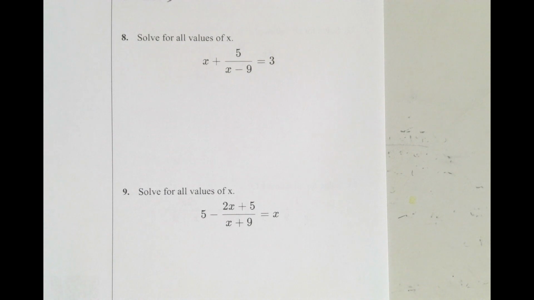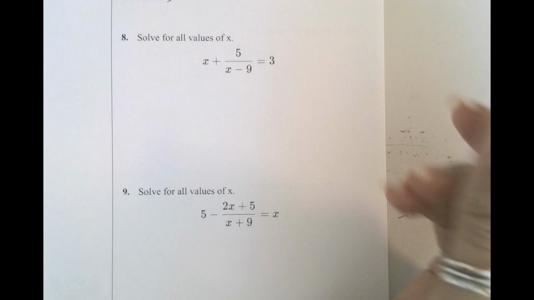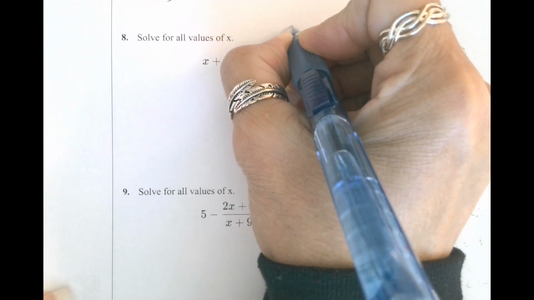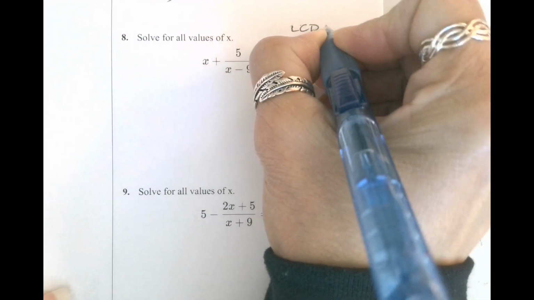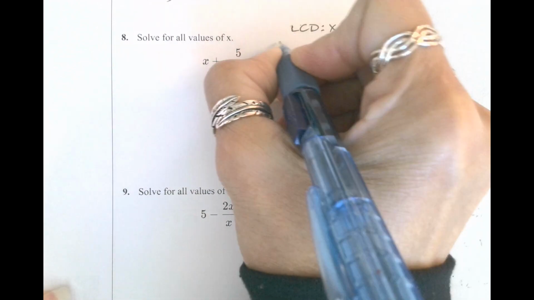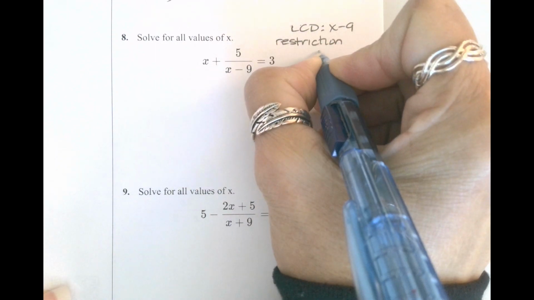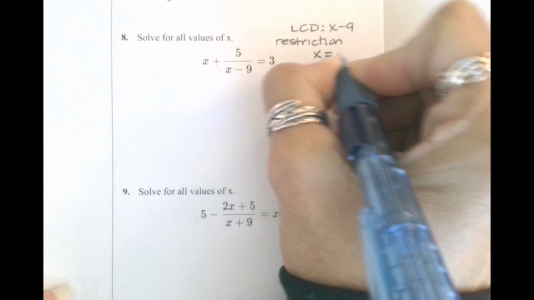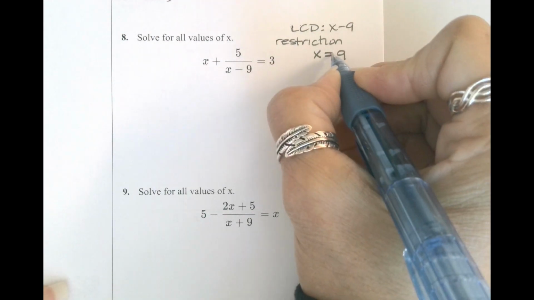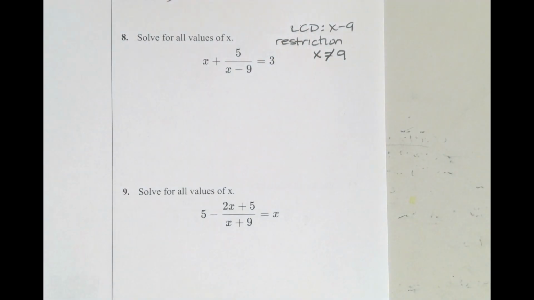So in problem number 8, what is your LCD? X minus 9 is correct. So our restricted value is going to be what? X plus 9. Right. So x cannot equal 9. Okay? All right, so any other answer works for us, but 9 is a no-go.